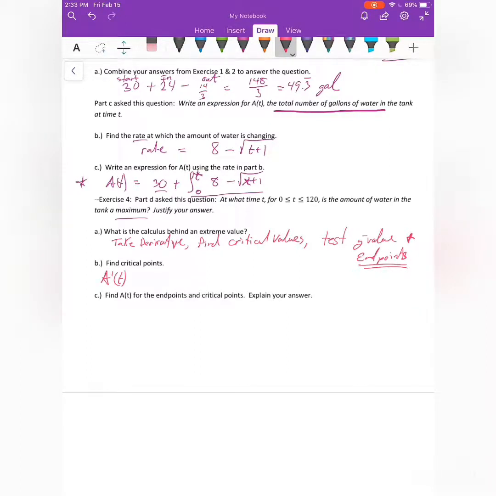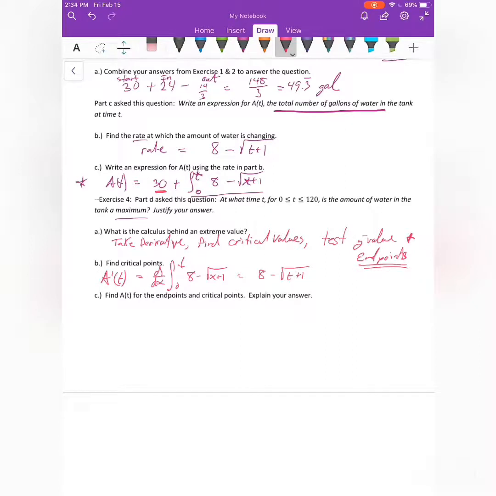So if you take the derivative of that equation, well, the derivative of 30 is just a constant, so that is gone. And if you take the derivative of that integral up top, hopefully this looks familiar. Well, that's the second fundamental theorem of calculus. It tells you to take that upper limit and plug it in. So you're going to have 8 minus the square root of t plus 1, and technically you should multiply by the derivative of t, which is 1. So that is actually our derivative, our A prime, I should say.